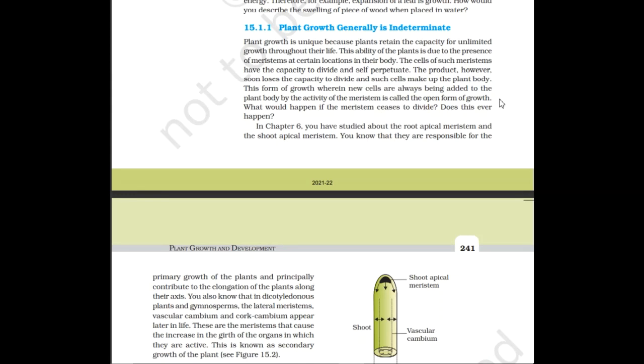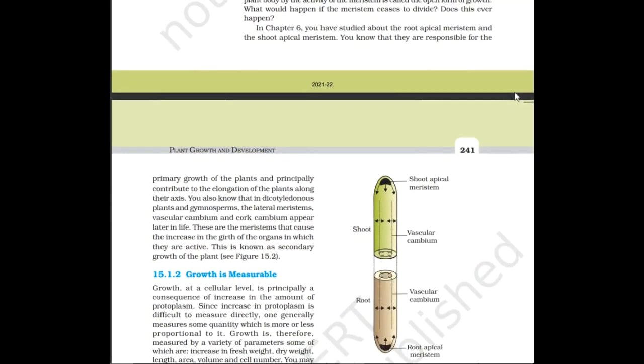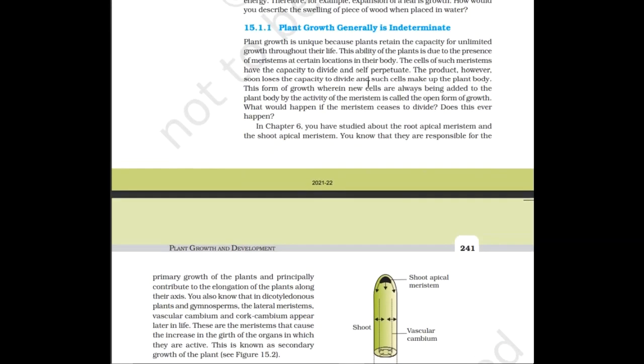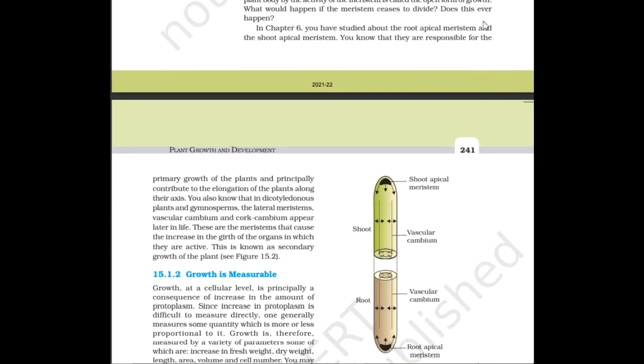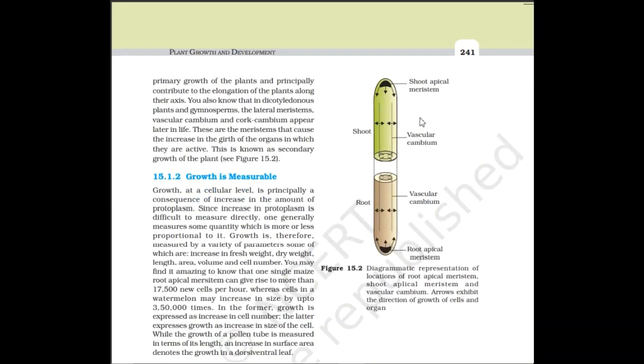What would happen if the meristem ceases to divide? Does this ever happen? If meristem ceases to divide, there is no growth in the plant. In chapter 6, you have studied about the root apical meristem and the shoot apical meristem. You know that they are responsible for the primary growth of the plants and principally contribute to the elongation of the plants along their axis.